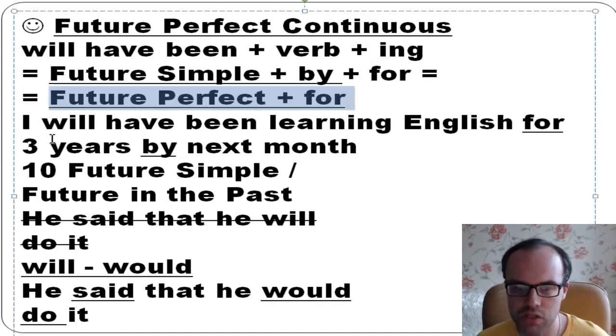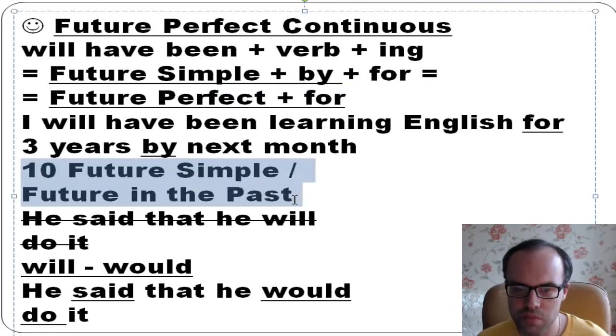I will have been learning English for 3 years by next month. So, and citation number 10.